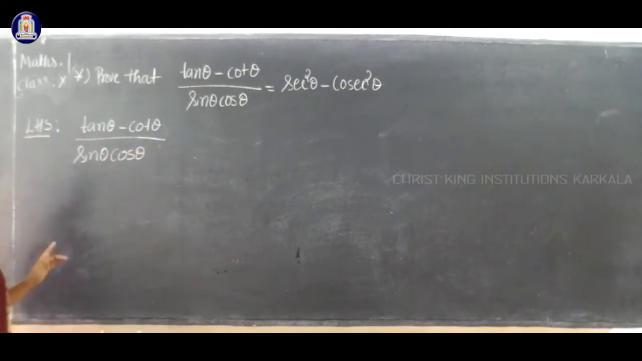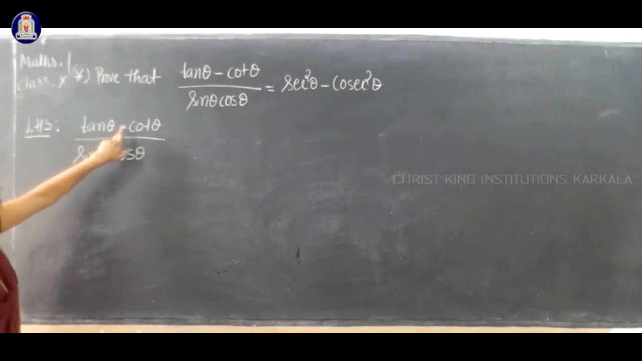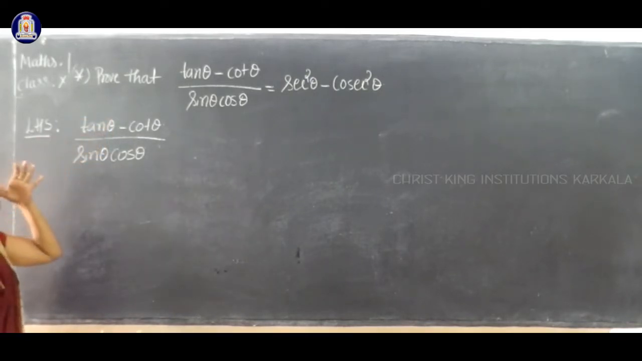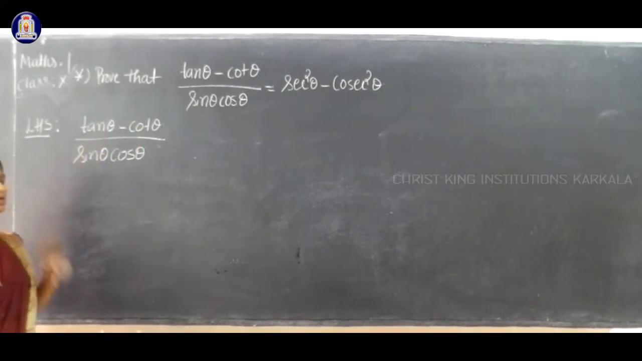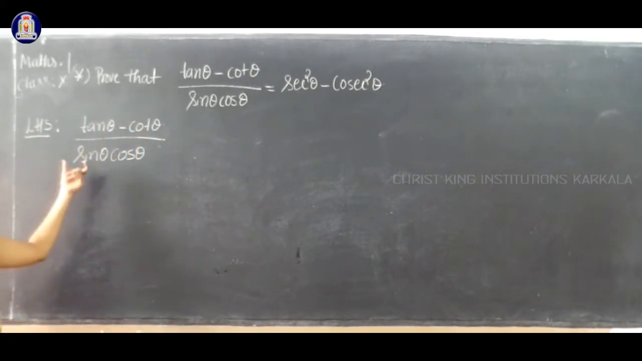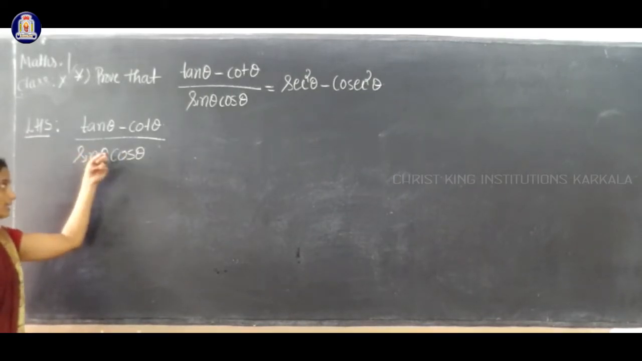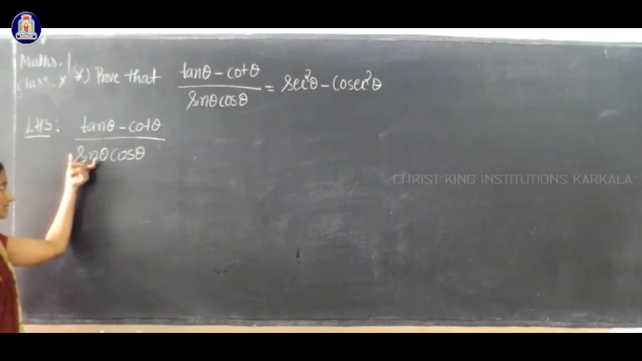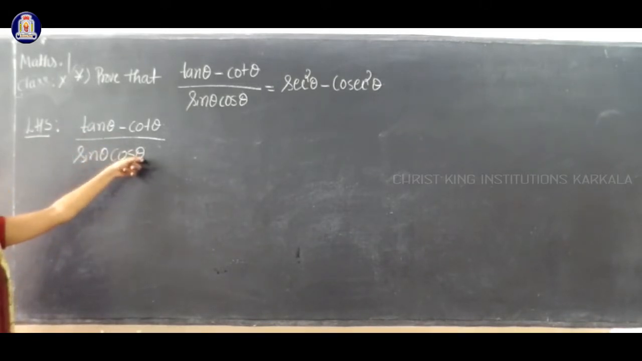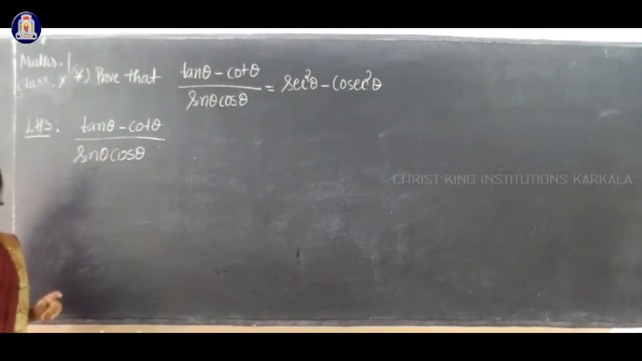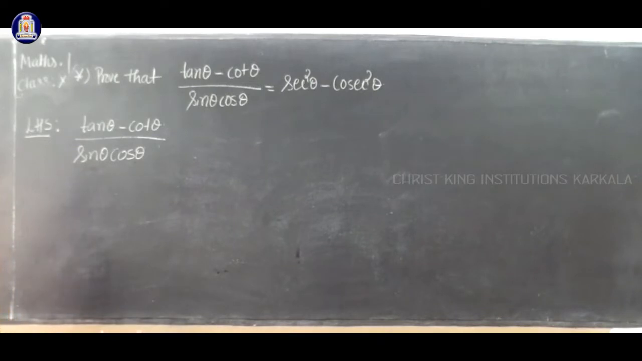Is it possible to apply an identity? No. Here it is tan theta, here it is cot theta. If it were a square, tan square theta or cot square, you could use the identity. Is it possible to use rationalization? No, because the denominator is sin theta into cos theta. Suppose it were sin theta plus cos theta, or sin theta minus cos theta, then you could use the rationalization method. Here you can't use rationalization, right?